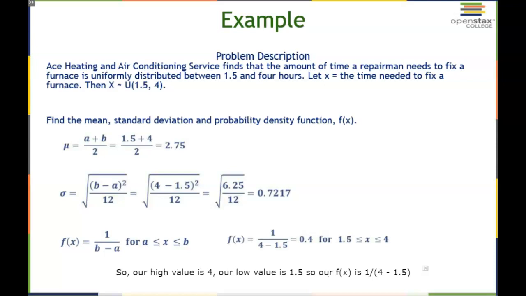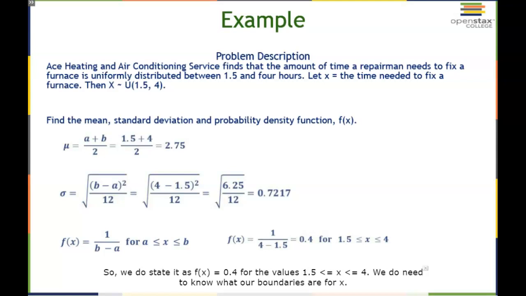So our high value is 4. Our low value is 1.5. So our f of x is going to be 1 over 4 minus 1.5. You throw that into a calculator, you get 0.4. So our f of x equals 0.4, or you can think of this as 2/5, but it's easier to work with the decimal, so I'm going to leave it as a decimal.